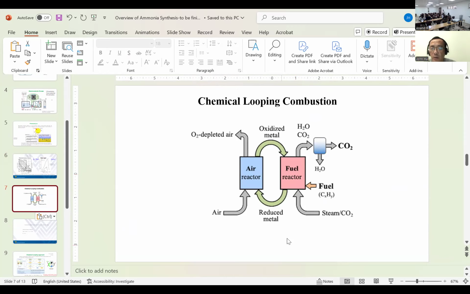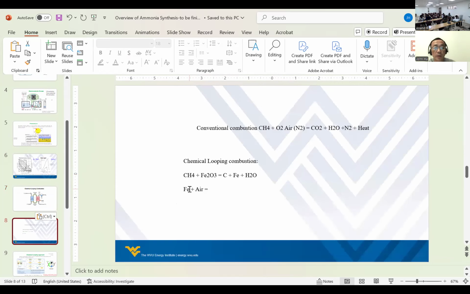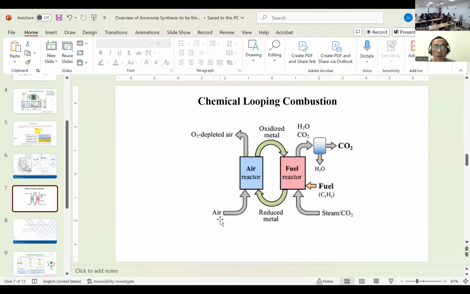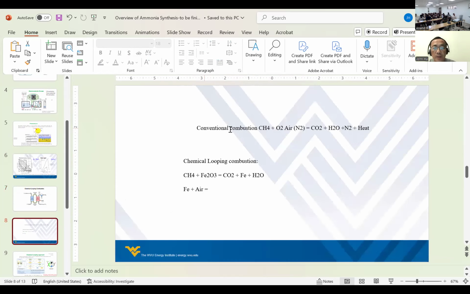Yes. Okay, so this is an illustration of a chemical looping process. Remember the conventional combustion process: you have methane reacted with air, oxygen, and then it produces CO2 and water, but nitrogen stays in there. When nitrogen stays in there, it creates a problem because it dilutes the CO2.